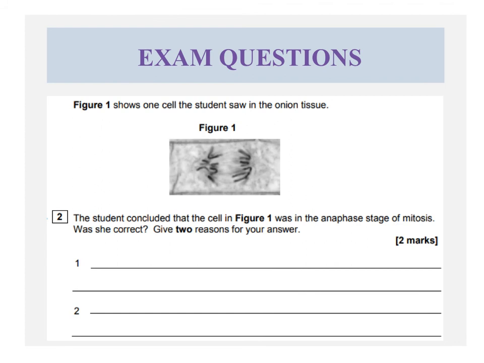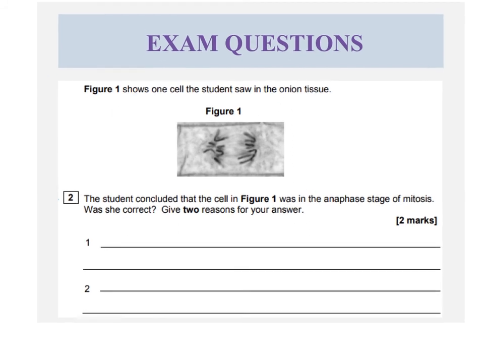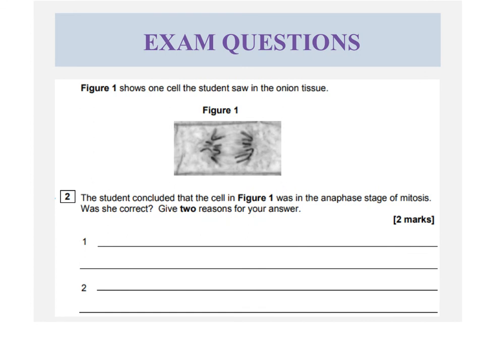Penultimate question. Figure 1 shows the cell the student saw in the onion tissue. The student concluded that the cell in figure 1 was in the anaphase stage of mitosis. Was she correct? Give reasons for your answer. So pause me now. Was she correct? Yes or no? And why?